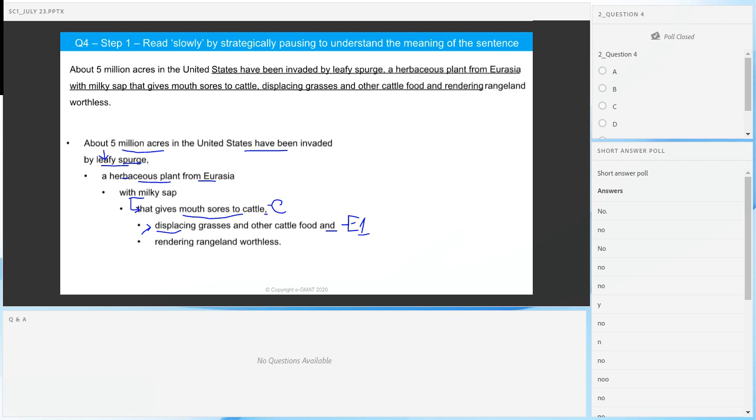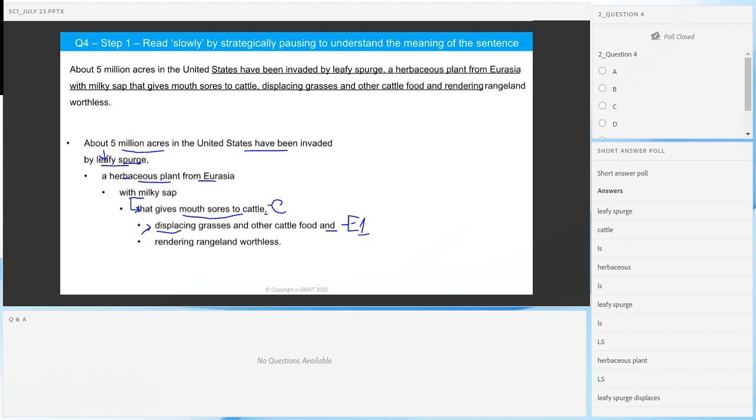But there is one entity in this sentence that can actually logically displace grasses and other cattle food. Can you tell me which? The herbaceous plant, or leafy spurge? Absolutely correct. It is LS. Yes, call it LS. You don't have to write leafy spurge. So it is LS. It is the leafy spurge. Why? Because it's one kind of a vegetation, right? And that one kind of vegetation can, you know, what do weeds do?